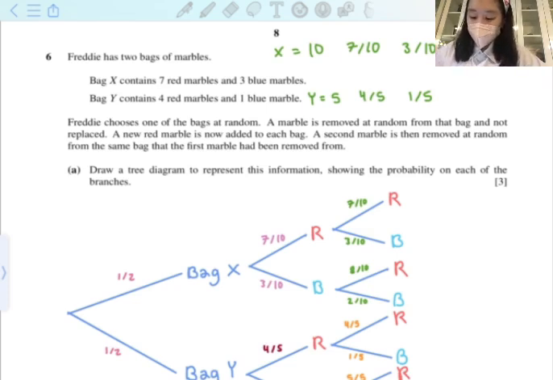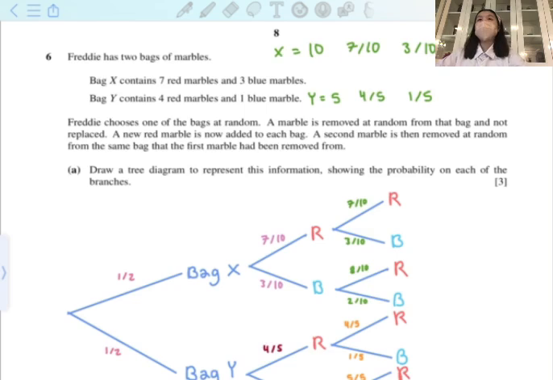Freddy has 2 bags of marbles. Bag X contains 7 red marbles and 3 blue marbles. Bag Y contains 4 red marbles and 1 blue marble. Freddy chooses one of the bags at random. A marble is removed at random from that bag and not replaced. A new red marble is now added to each bag. A second marble is then removed at random from the same bag that the first marble had been removed from. A. Draw a tree diagram to represent this information, showing the probability on each of the branches.